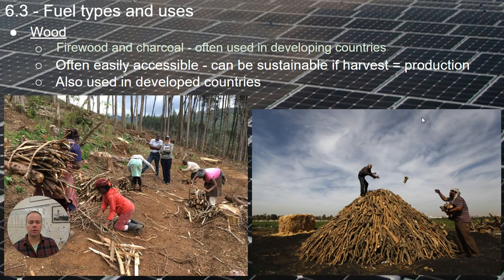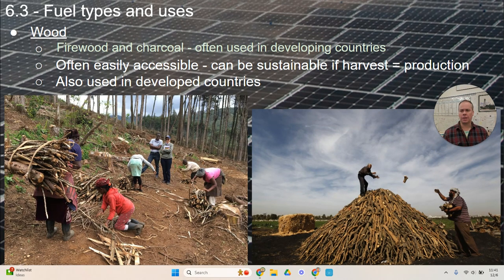In topic 6.3, we're going to be talking about different types of fuels and what they can be used for. These different types of fuels can be used for a variety of purposes. Some can be used for cooking, some for heating, some to power industrial processes, some to generate electricity. So we'll talk about several different types of fuel. The first being what we sometimes call biomass or wood.